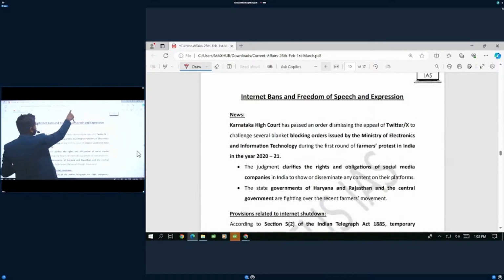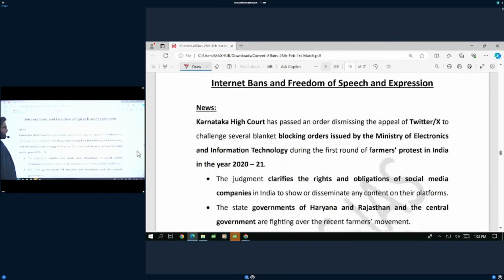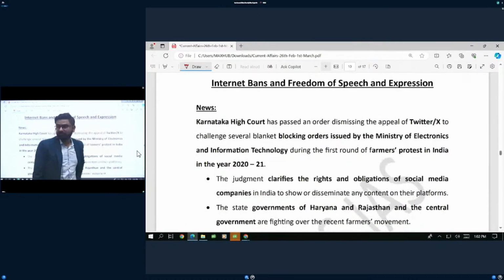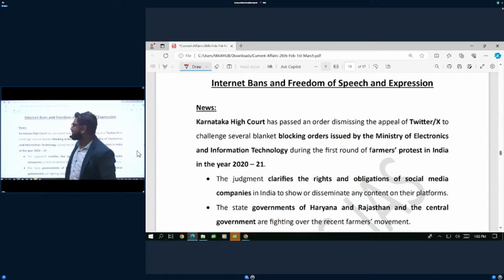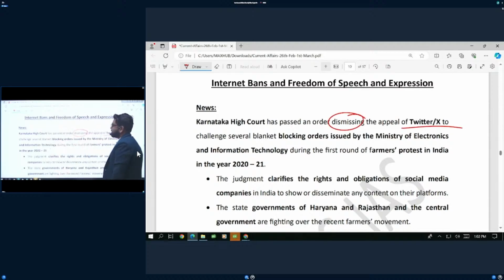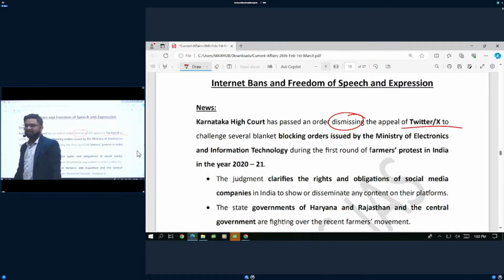Next, internet ban and freedom of speech. So there was a news that Karnataka High Court has passed an order dismissing the appeal from Twitter. Twitter had filed an appeal. Twitter made an appeal to the Karnataka High Court with respect to suspension of certain accounts.